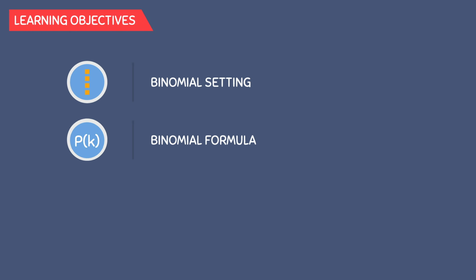In this video, we'll be learning about the binomial setting and the binomial formula. When we talk about the binomial probability distribution, we are referring to the probability of a success or a failure in an experiment that is repeated multiple times. You can easily remember this by paying attention to the prefix bi, which literally means two.